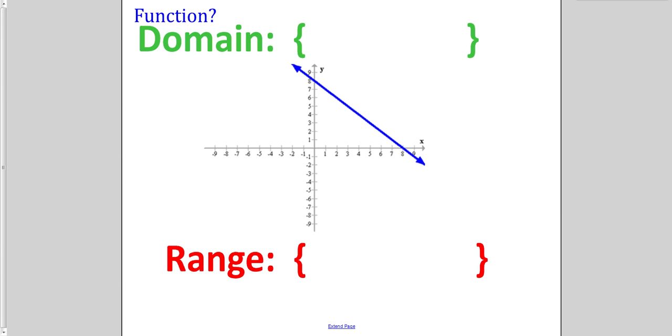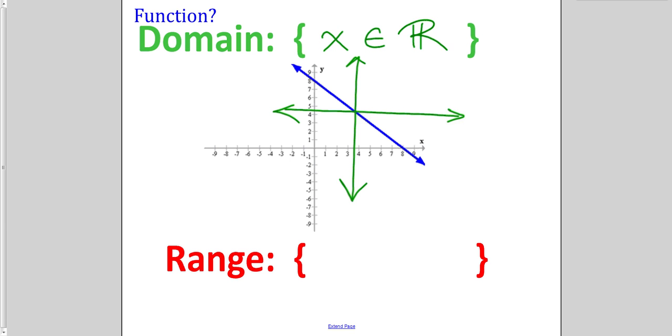So here we've got another line. There's no restrictions. This goes left and right forever. It goes up and down forever. No stops. So the domain here, we would say x is an element of the real numbers.